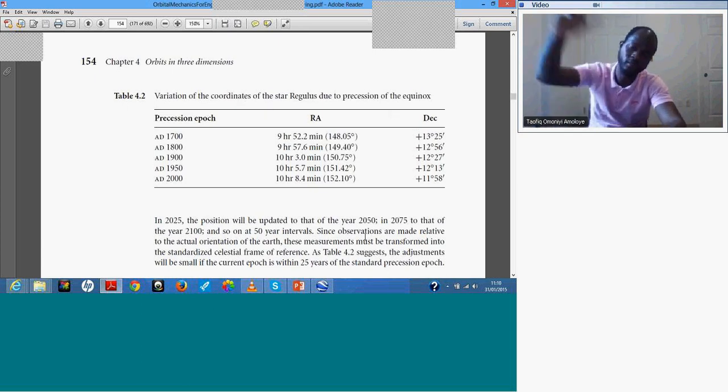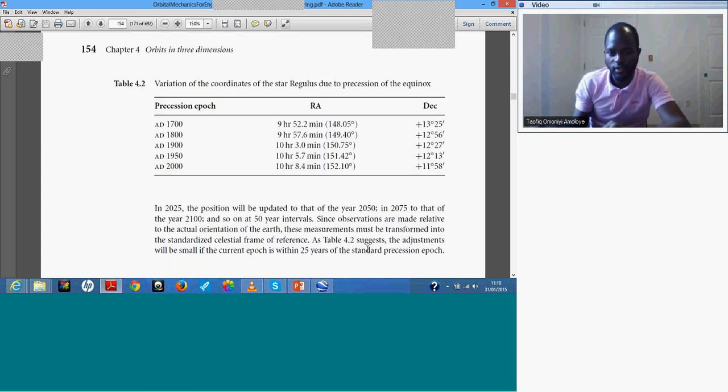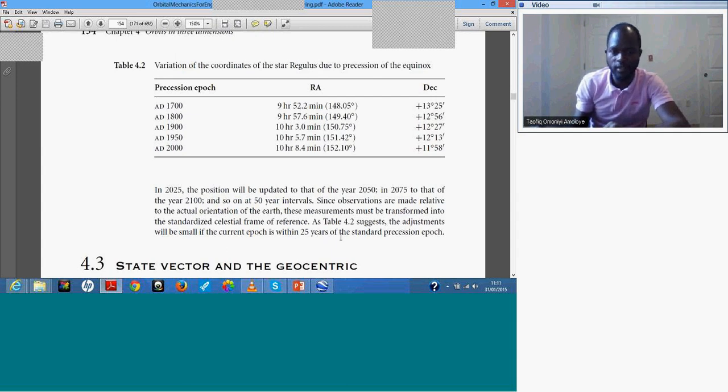years into the future, and such position will be used to make calculations of the movement of other heavenly bodies or objects in the sky. In 2075, the vernal equinox will be updated to that of year 2100, and so at 50 year intervals. Since observations are made relative to the actual orientation of the Earth, these measurements must be transformed into the standardized celestial frame of reference. The adjustment will be small if the current epoch is within 25 years of the standard epoch.